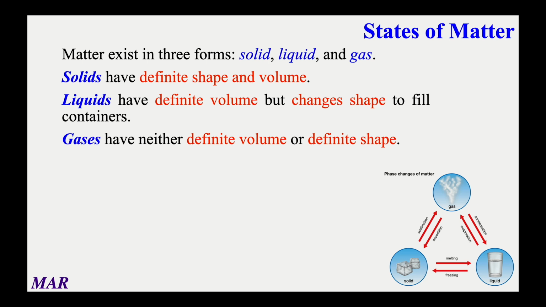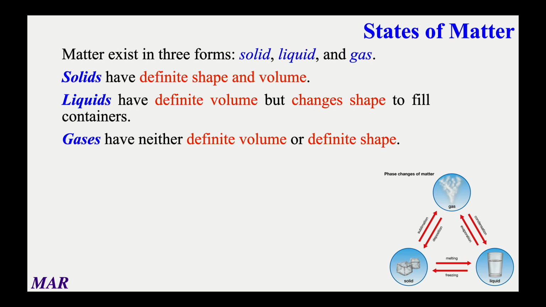Matter exists in three main forms: solid, liquid, and gas, at least on the Earth. Let's keep it that way. But solid, liquid, and gas are the ones we're going to spend most of our time talking about in chemistry. Solids have definite shape and definite volume, all right? So you know right where it is, and you know approximately how much it takes up.